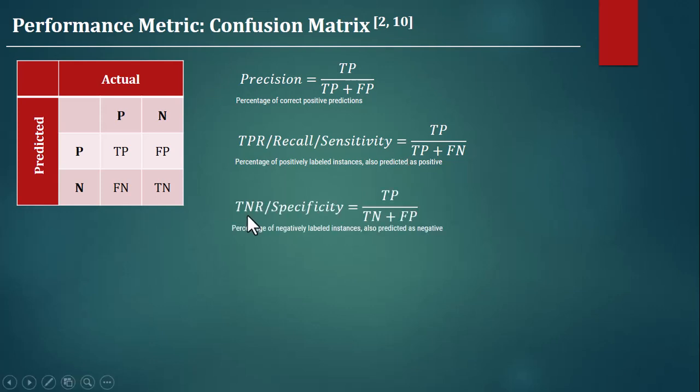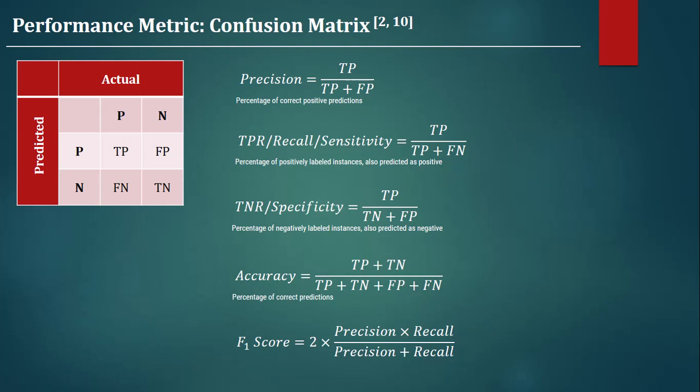TNR, that is true negative rate or specificity, will tell us what amount of negative labeled instances are predicted as negative, and that is defined as true negative upon true negative plus false positive. Accuracy is defined by the percentage of correct predictions. So diagonal values are correct predictions, true positive and true negative. Off diagonal values are false predictions. So we have the truly predicted labels in the numerator, true positive plus true negative, divided by the total number of samples, true positive plus true negative plus false positive plus false negative.